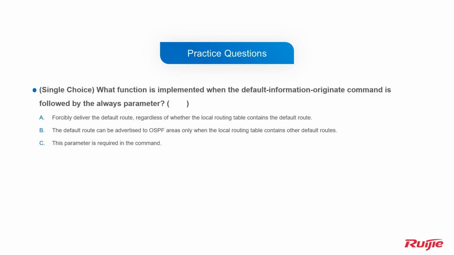Okay, so option A is deliver the default route regardless of whether the local routing table contains the default route. And option B is the default route can be advertised to OSPF areas only when the local routing table contains other default routes. And option C is this parameter is required in the command. So we can see for this question, option A is the answer, right?